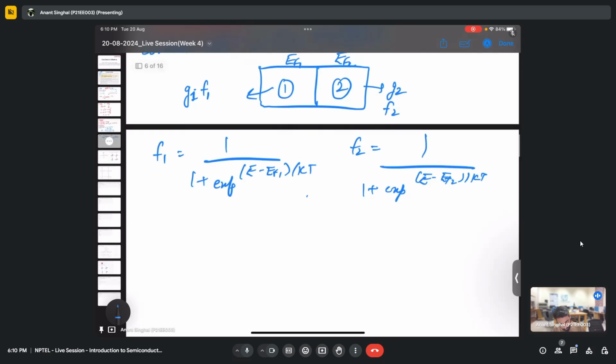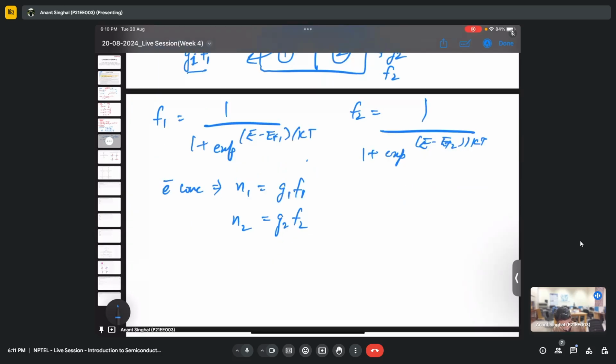Now we know that the electron concentration is given by the density of states times the Fermi-Dirac. So if I write the electron concentration, N1 is G1 F1, and similarly for the second material we have G2 F2. Now the hole concentration for this particular material, can anyone tell what it will be? Any guess?